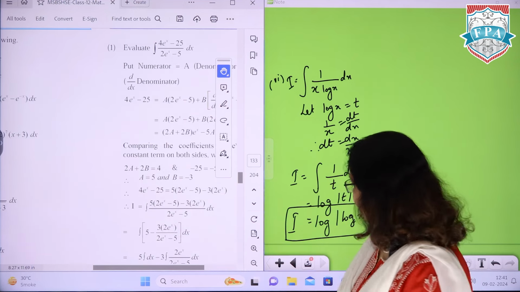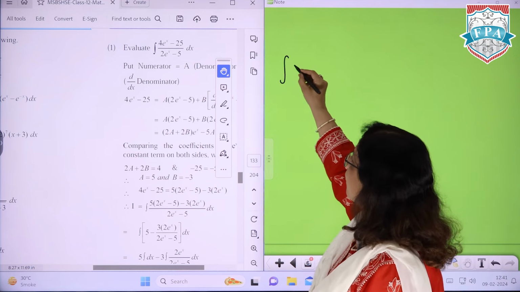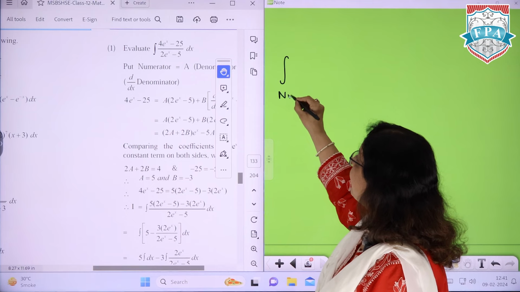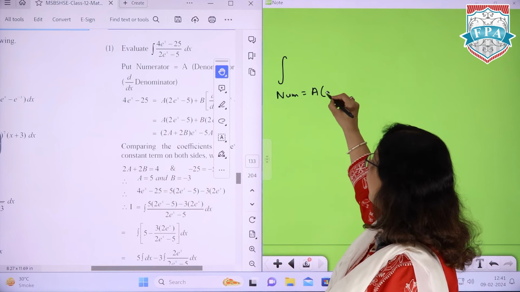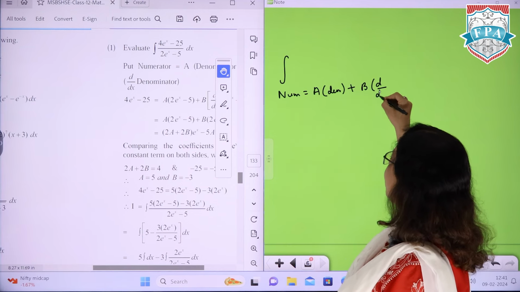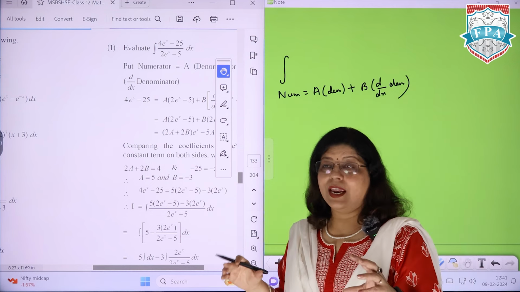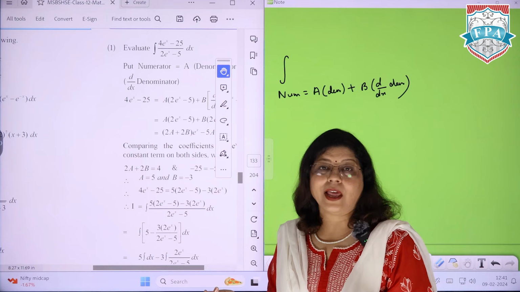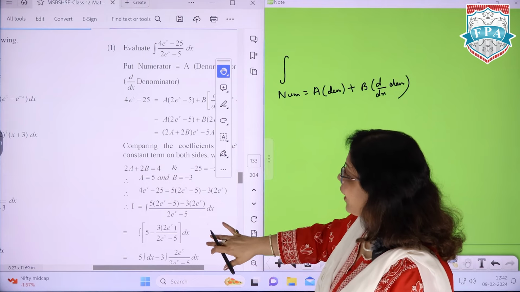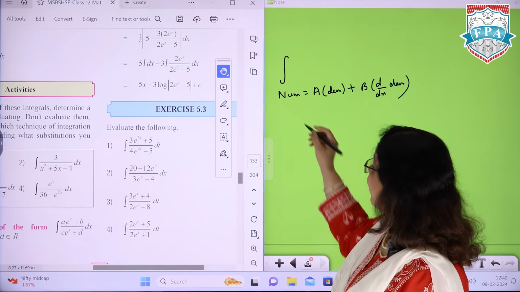But let's take a small hint before substitution: if the question is in the form of some numerator upon denominator in terms of e to the power x, then your numerator becomes a multiplied by denominator plus b multiplied by d by dx of denominator. Now this a and b are what we have to calculate to come to the answer. And once we get the a and b, we can simplify the question in a basic format. So let's see the 5.31 question.